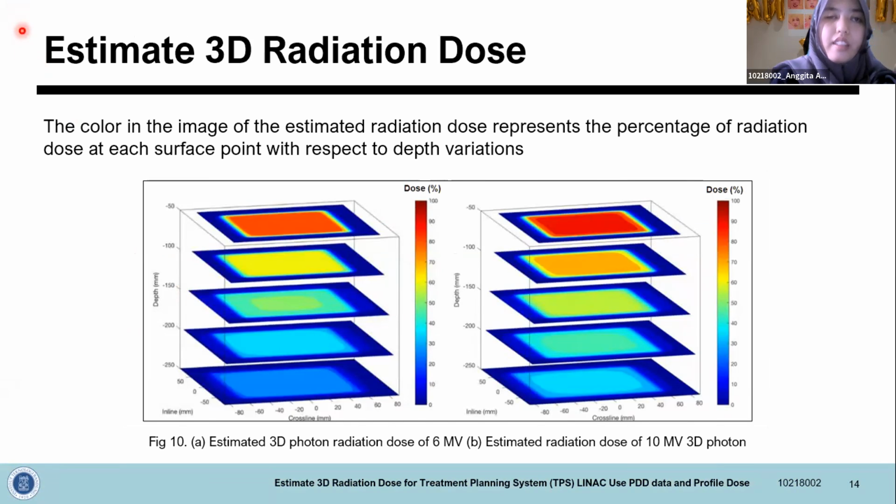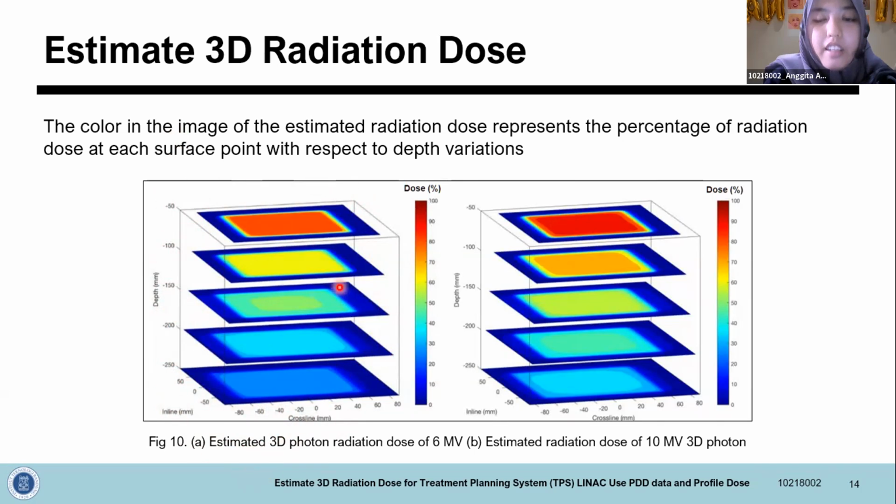Next, about estimating the 3D radiation dose. The color in the image of the estimated radiation dose represents the percentage of radiation dose at each surface point with respect to depth variation. The variables represented are cross-line on the x-axis, inline on the y-axis, and on the z-axis the depth of the phantom surface on irradiation. The radiation dose estimation pattern was generated using MATLAB in this study.